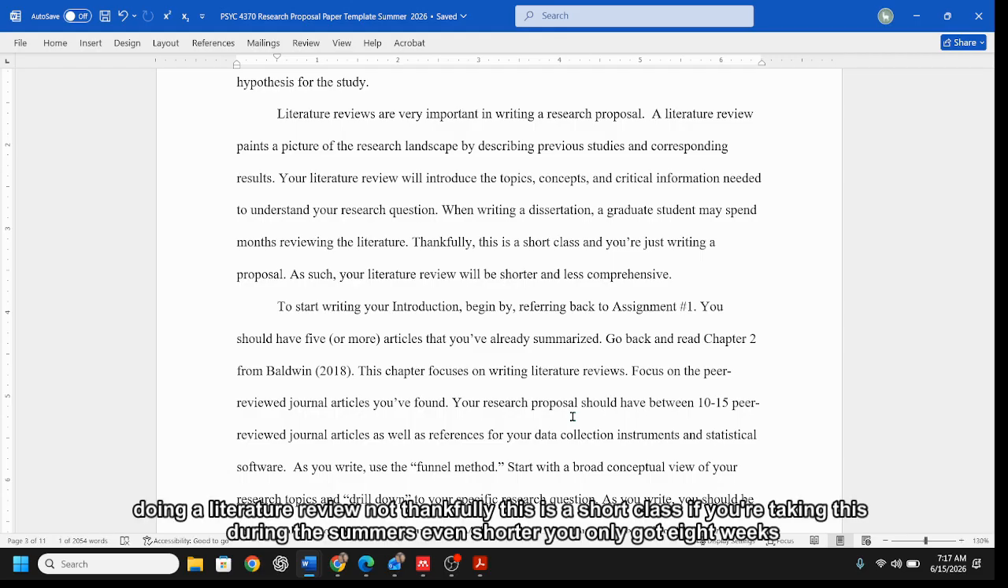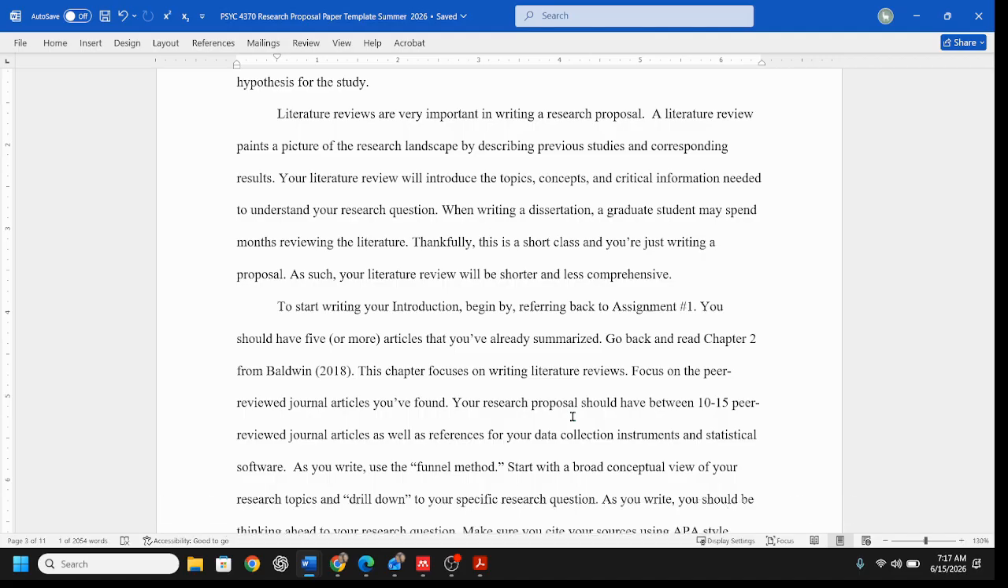Now, thankfully, this is a short class. If you're taking this during the summer, it's even shorter. You've only got 8 weeks. So I'm not expecting you to write a full literature review. But even though your review is shorter and less comprehensive, it does need to introduce your topic. It does need to justify why you're doing this. And it does need to relate back to your research question.